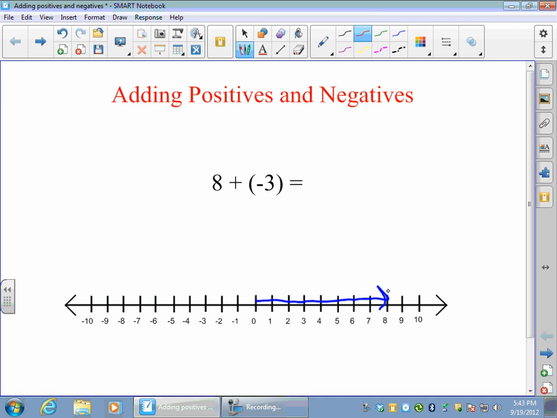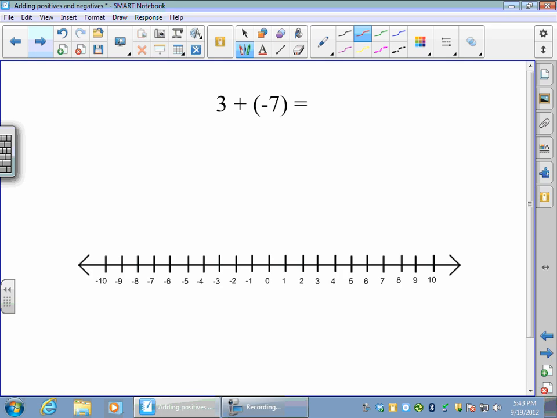So I'm at 8, and I go to the left 3 places, and that's where I end up. I actually end up at a positive 5. So maybe that's what you thought it would be, maybe not, but using the number line, we can see that is what it's going to be. Now we're going to try a couple more of these. We're going to use the number line several times before we actually move on to the rule of what you're going to do to get these answers. As we do them, again, keep on guessing. Take a guess. What do you think the answer is going to be?